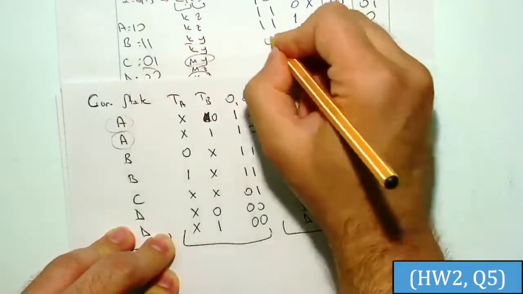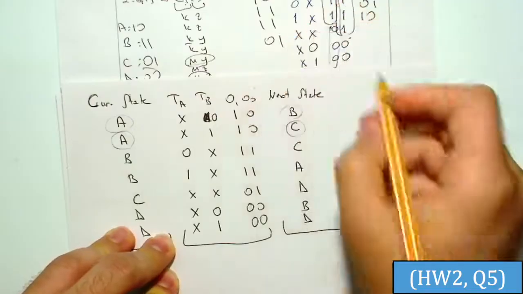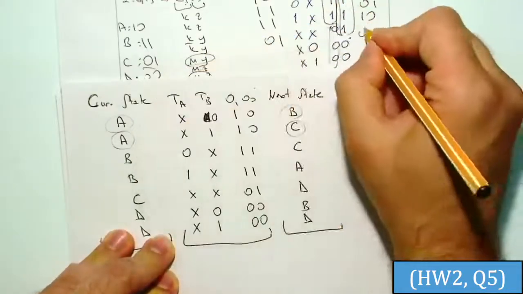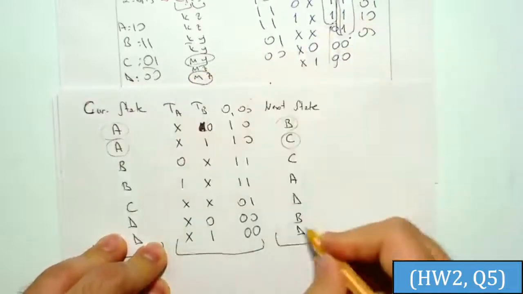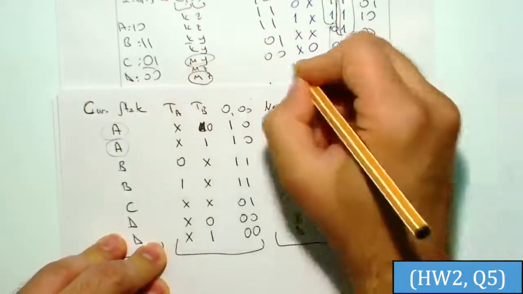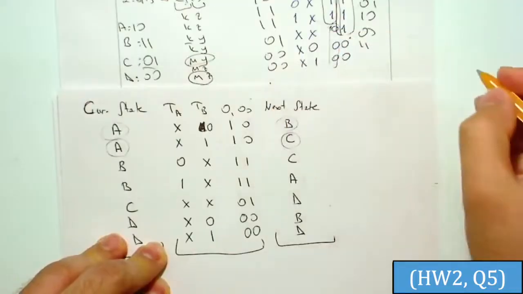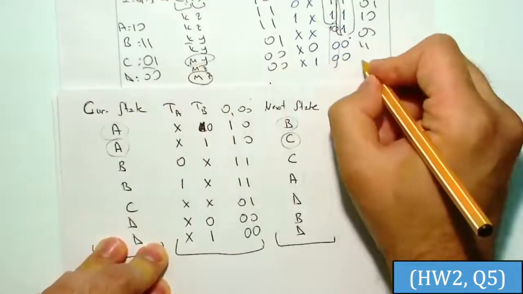I have C here, 0, 1, and this goes to D, which is 0, 0. And for D, goes to B, which is 1, 1, and again for D, that goes to D, 0, 0. All right. So yeah, that's a bit long.